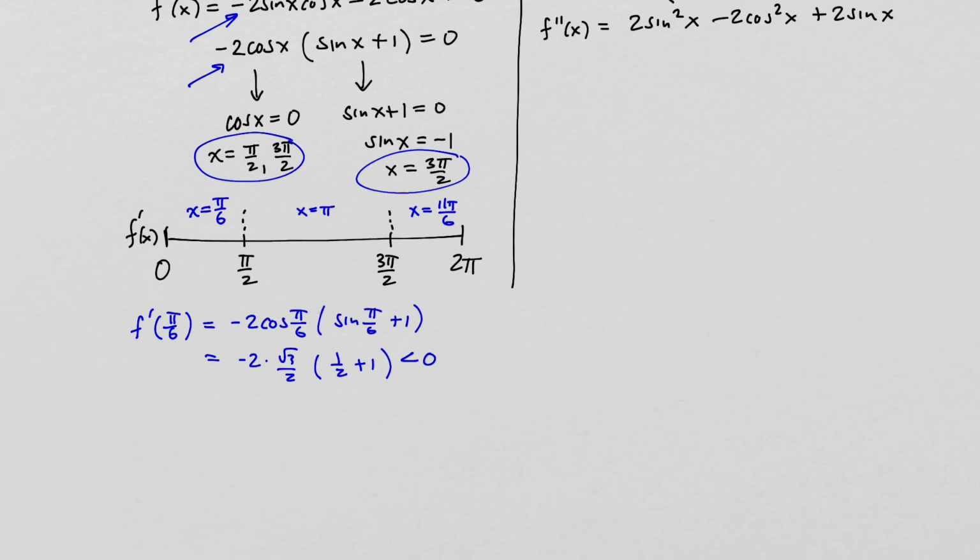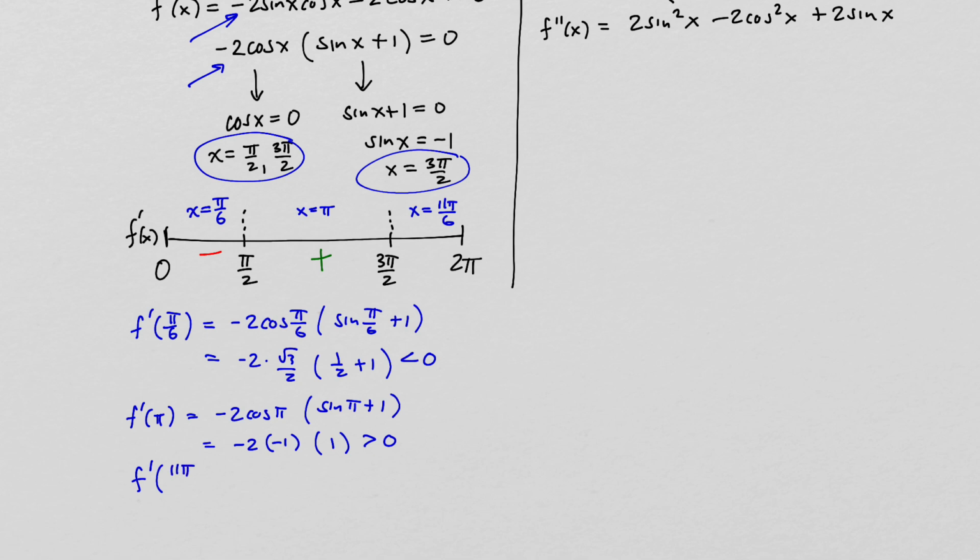Then we're going to plug in pi, so f prime of pi will be negative 2 cosine of pi times the sine of pi plus 1, which is negative 2 times negative 1 times, sine of pi is 0, so we get 1 there, and this is positive. So the first derivative was negative here. It is positive here. And finally, let's plug in 11 pi over 6.